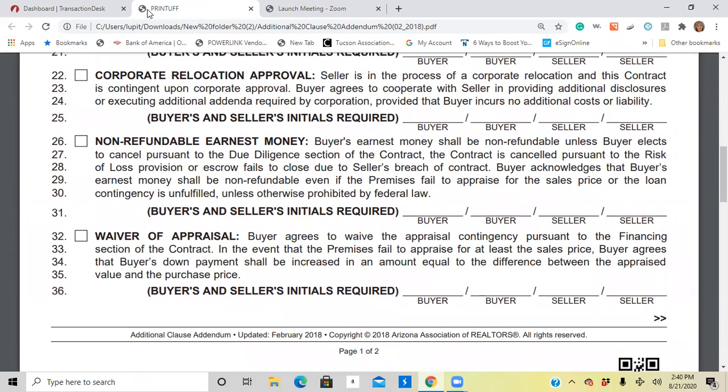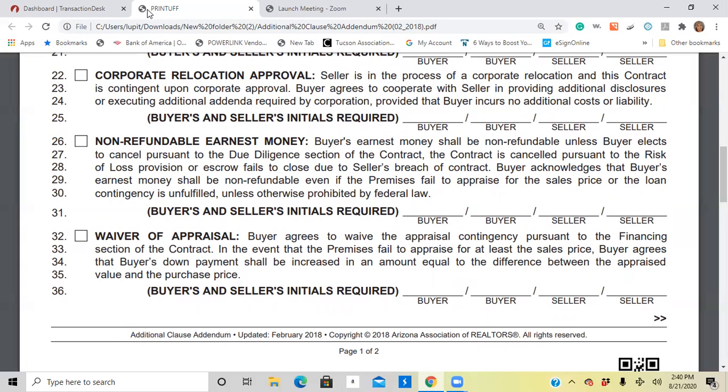Non-refundable earnest money. Buyer's earnest money shall be non-refundable unless buyer elects to cancel pursuant to the due diligence section of the contract, the contract is canceled pursuant to the risk of loss provision, or escrow fails to close due to the seller's breach of contract. The buyer acknowledges that buyer's earnest money shall be non-refundable even if the premises fail to appraise for the sales price or the loan contingency is unfulfilled unless otherwise prohibited by federal law.